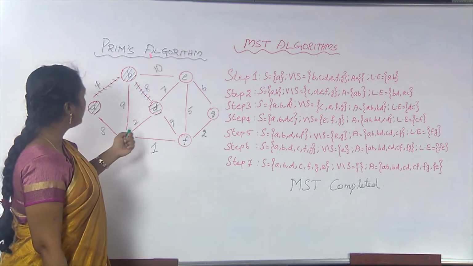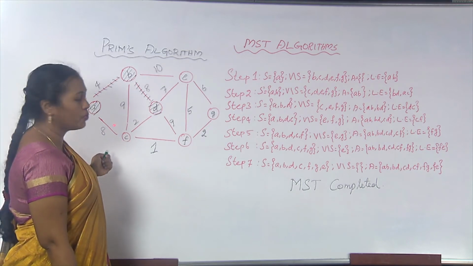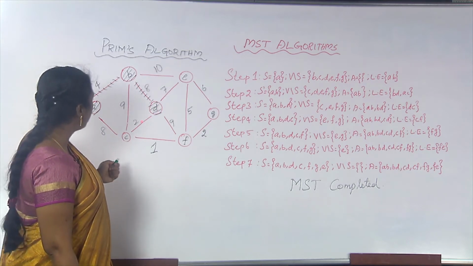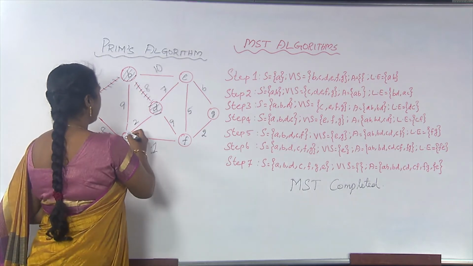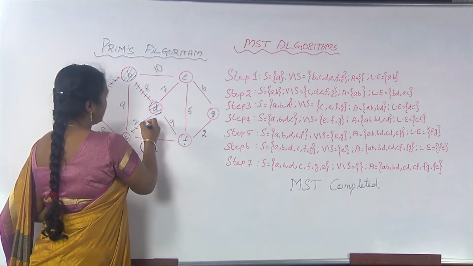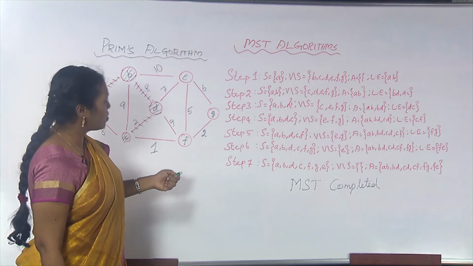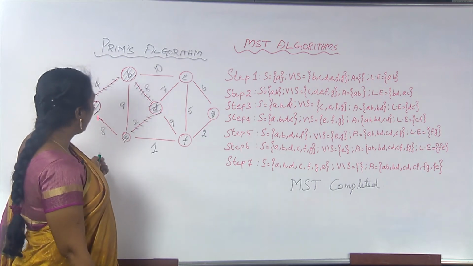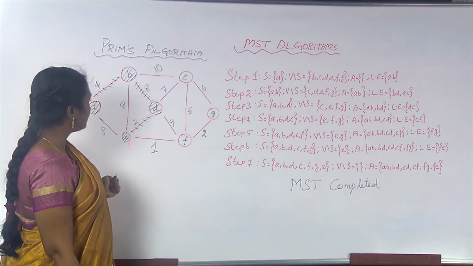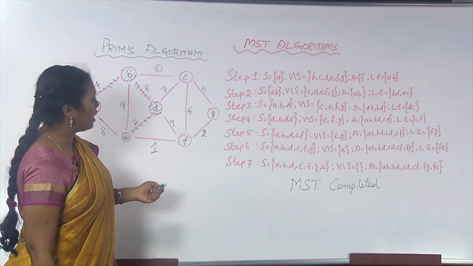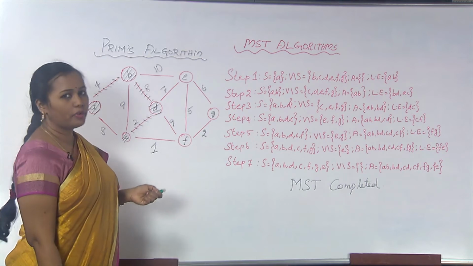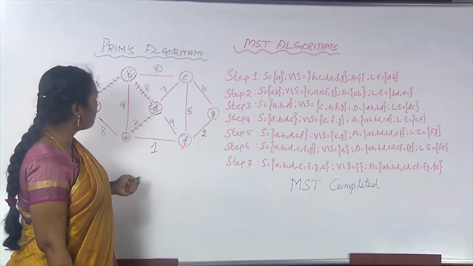So, all the other edges are much bigger than 2, and therefore I am going to go with this edge, and I am choosing the vertex C as well as this edge. Let me put that edge and that vertex here. So, in step 4, I have covered A, B, D and C as shown here. The remaining vertices are E, F and G.